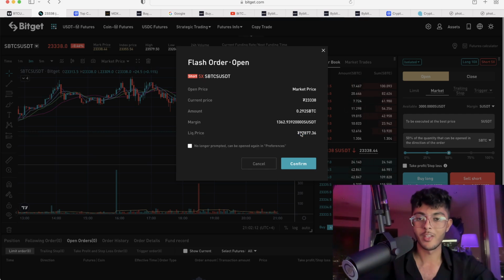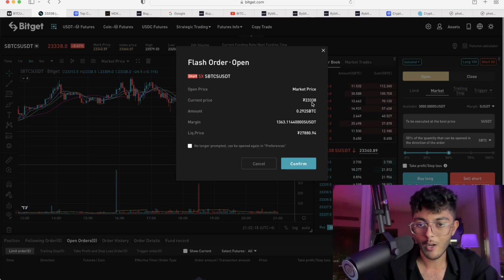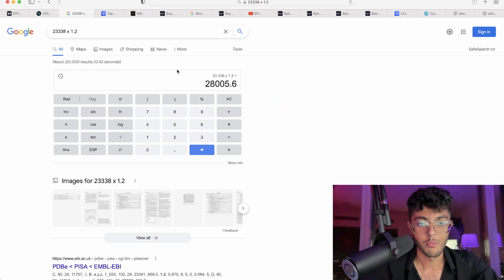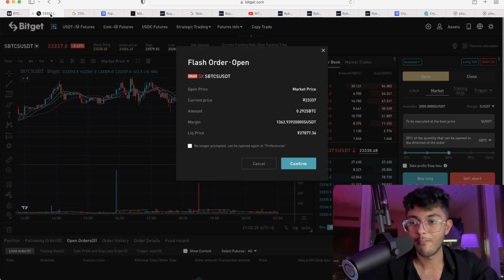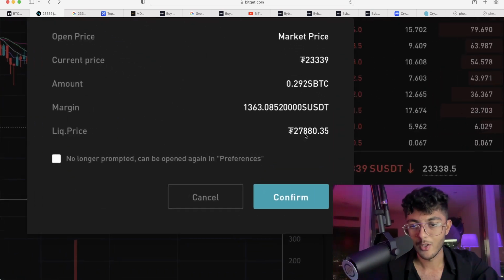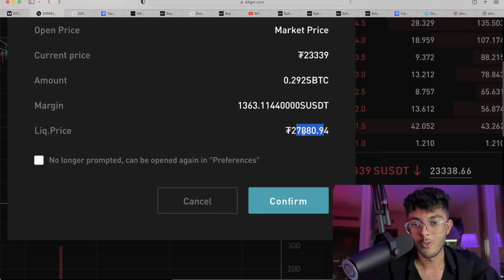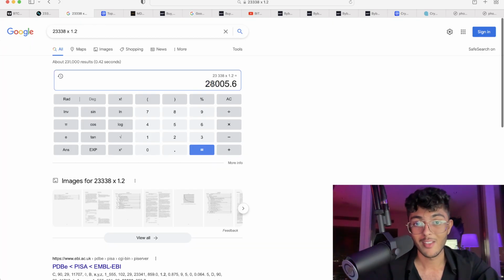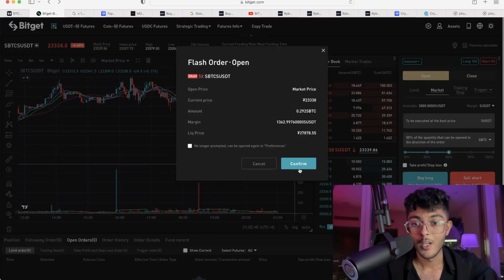Let's actually throw this in a calculator. If the current price is 23,000, I'll do this on screen, then my liquidation price should be 20% away. That puts us at 28,005, and my stop loss, as you can see right there, is about $200, $150 below that area. So again, that is the margin that the exchange is taking. Very, very important stuff to keep in mind.